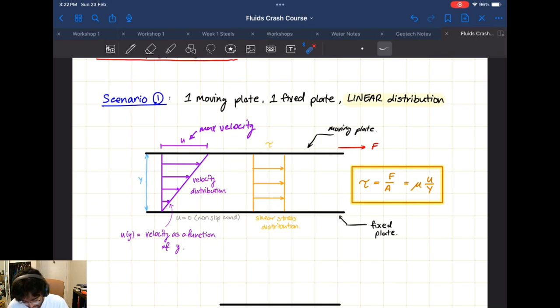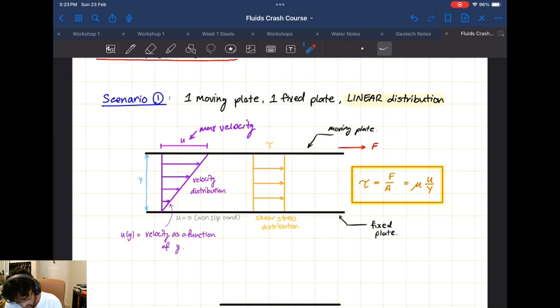What I've got here is something we call the velocity distribution. It's pretty much the velocity of the fluid at certain heights between the plates. This is our height between the plates, which we've called y, and at certain heights above the fixed plate, the fluid will be moving at different velocities.